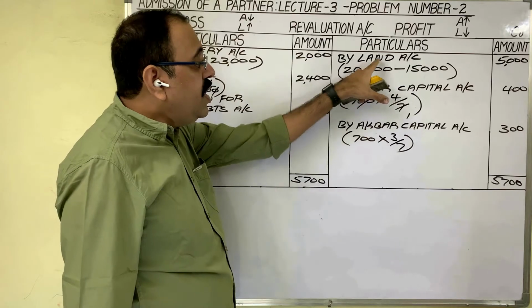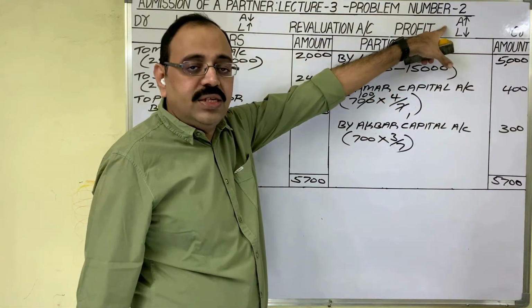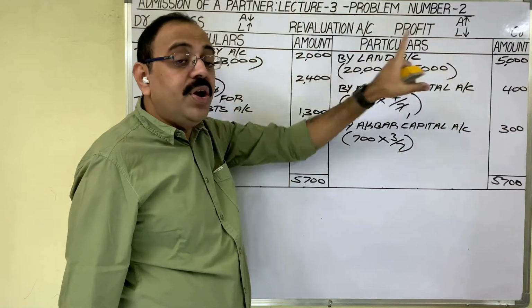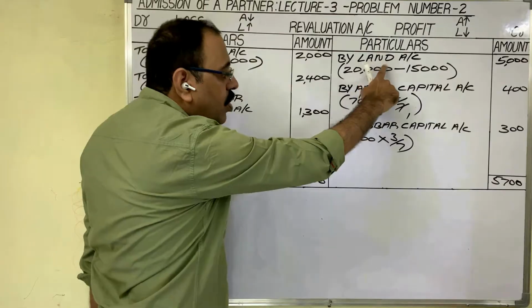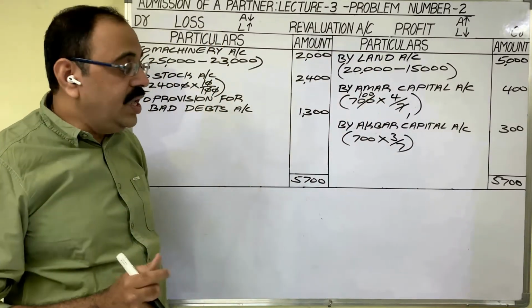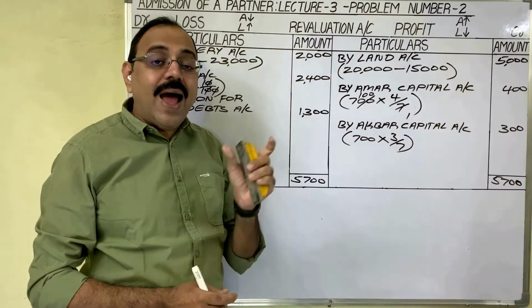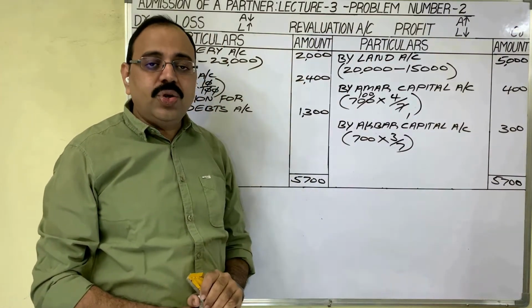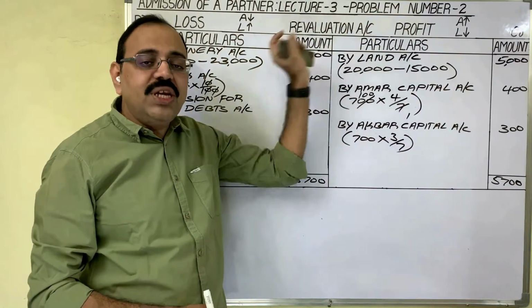Second entry is for land. Asset value increased. So for this profit, we have to write second entry. In revaluation account, credit side, we wrote land. If you want to post like that, in journal entry, revaluation account should be credited and the land account should be debited. So the entry is land account debtor to revaluation account.